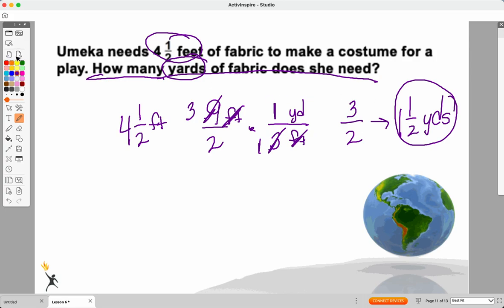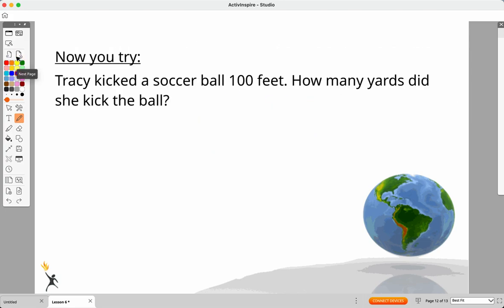All right, go ahead and try this next one on your own. See what you come up with. See how many yards Tracy kicked the soccer ball. She kicked it 100 feet. Pause the video and see what you come up with.